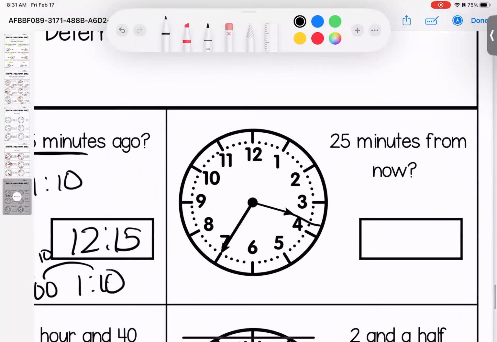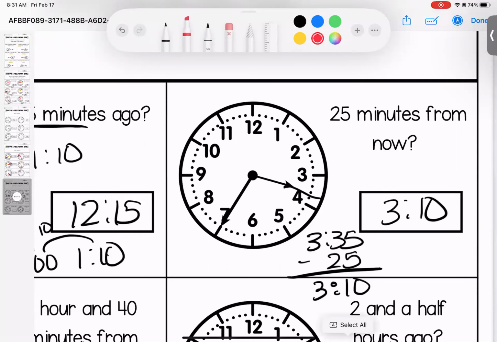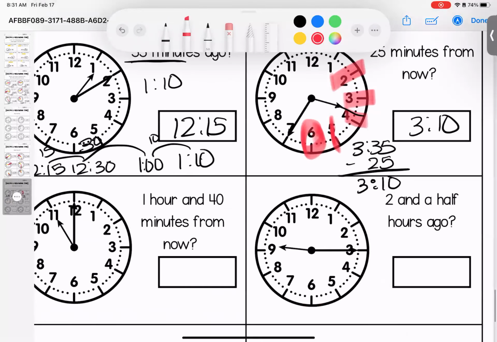Over here, it is 3:35. I want to know what's 25 minutes ago. I'd still be in the same hour. I can subtract for this one. And that would leave me at 3:10. I could also count back 25 minutes if I wanted to. I could say 5, 10, 15, 20, 25 would take me back to 3:10.